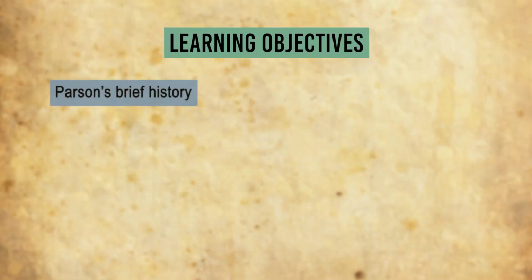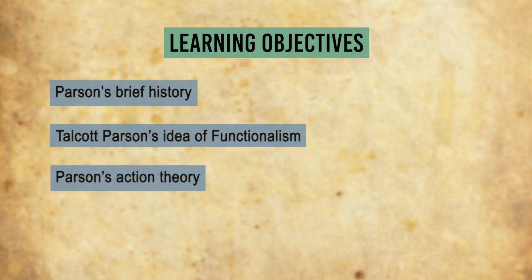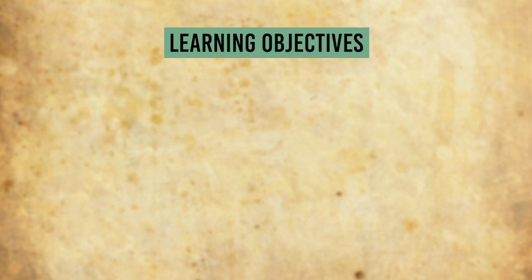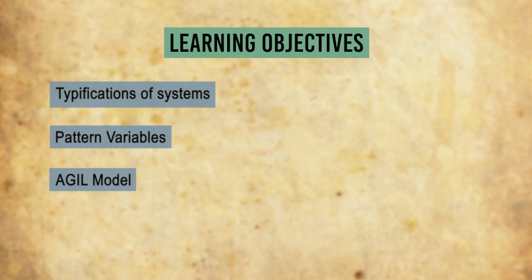We definitely will be reading about Talcott Parsons, who he was very briefly, and then what is his idea of functionalism and how did he develop his social theory of action, or the theory of action, and then what were his systems, what are the different types of systems and the subsystems that he was talking about. We learn about the pattern variables, the functional imperatives, and more importantly, we shall also be having a look at the AGIL model, that is adaptation, goal attainment, integration and latency.